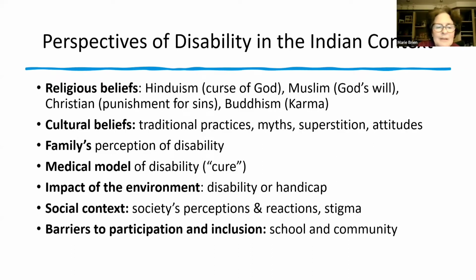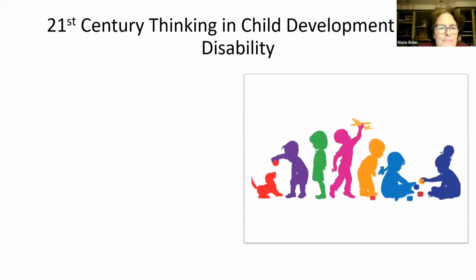And lastly, barriers to participation and inclusion, as we have seen in the social model, whether it's at school, community, or even in the home setting. So we have to keep in mind all those various aspects that may impact a family's perception of disability, or the person with disability, or the child's thinking as he grows older.